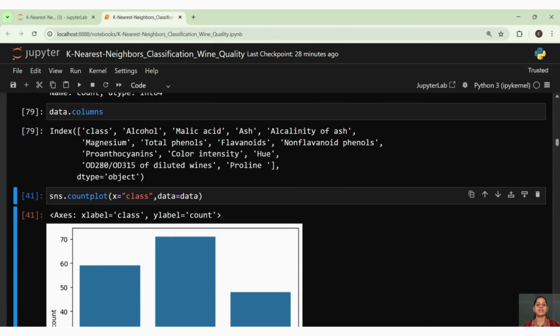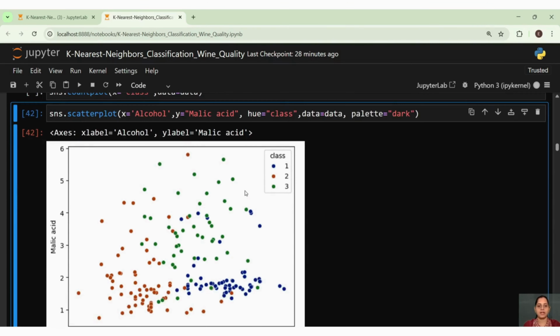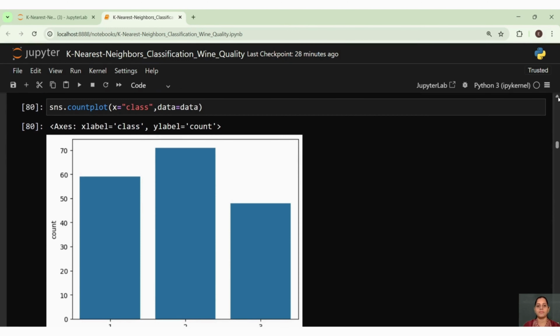We can understand the univariate data behavior, then the bivariate data behavior. Bivariate means we are understanding how the continuous and discrete variables behave. Univariate means we are understanding the histogram part or the count plot part. My class is a discrete variable, so I want to know the total count present in my data set, and we already understood the count from value counts.